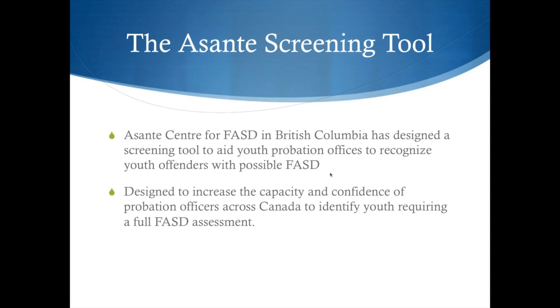So the Asante Center in British Columbia has designed a screening tool that aids youth probation officers in recognizing young offenders with possible FASD. And this tool is designed to increase the capacity and confidence of probation officers across Canada to identify youth who may require a full FASD assessment.